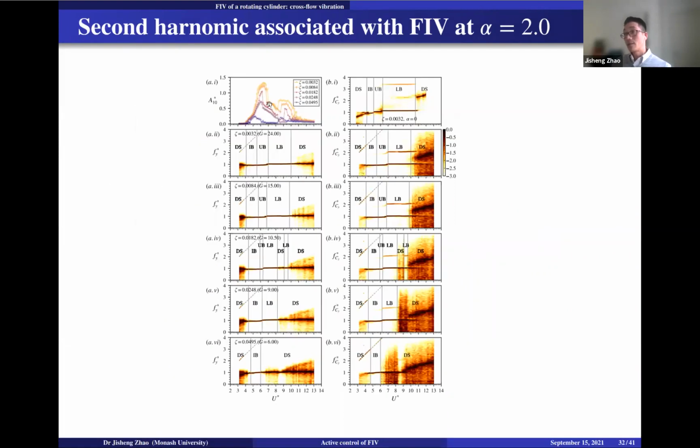And then if we look at the frequency control plot, different from the non-rotating case, where we have a third harmonic here, for the rotating case we found that this is a second harmonic instead. And this second harmonic is quite sensitive to the change of the damping.